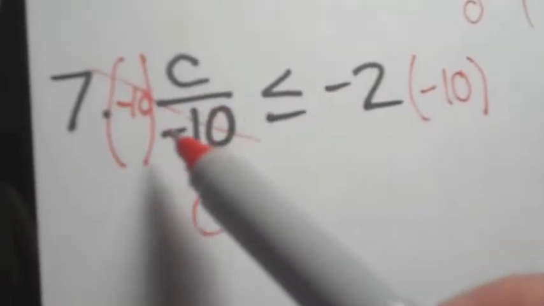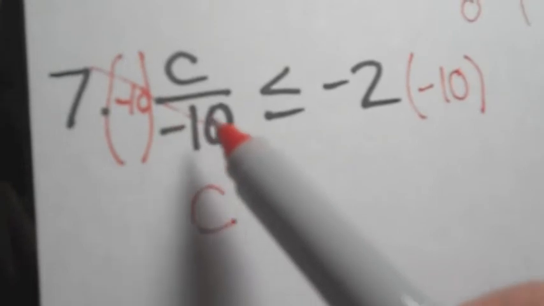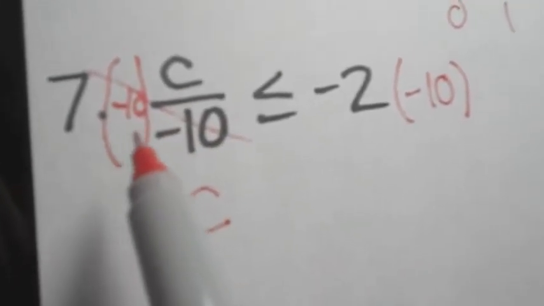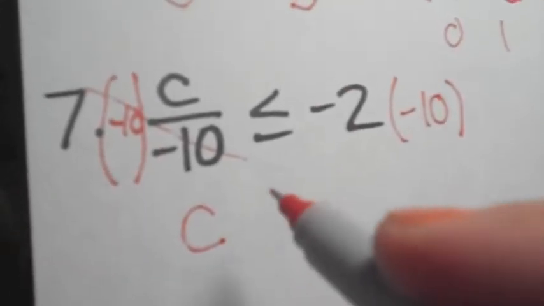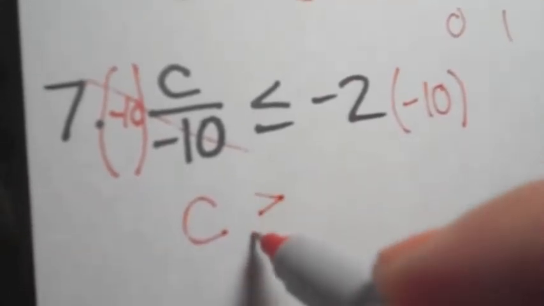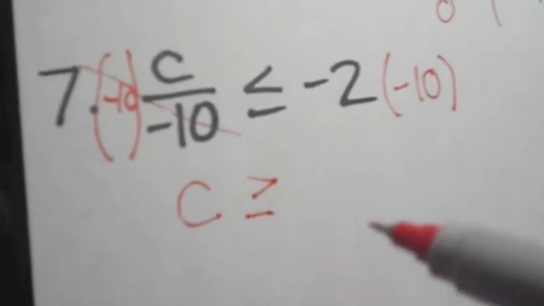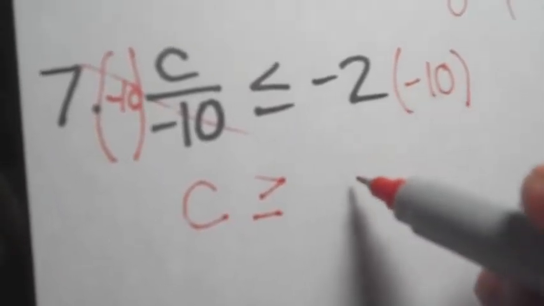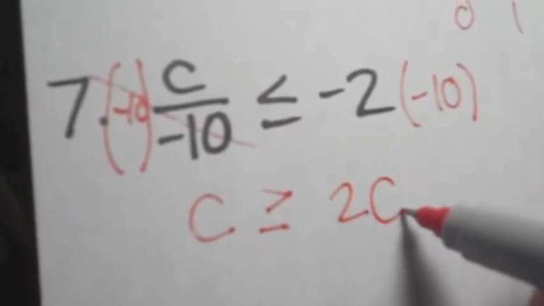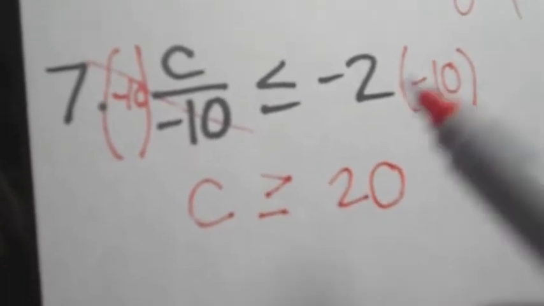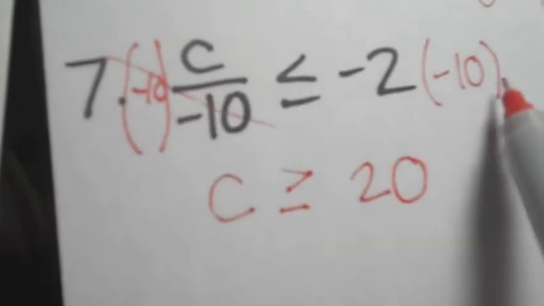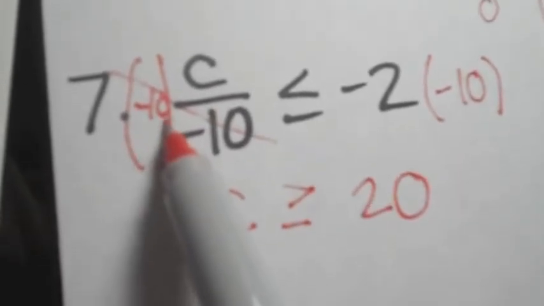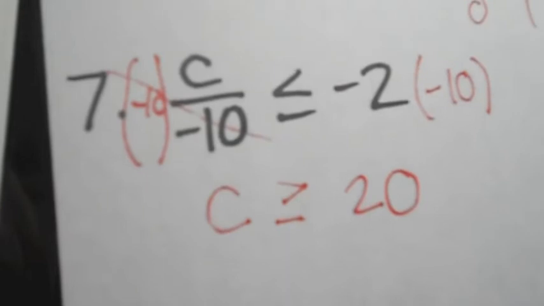Now, we just multiplied by a negative number to cancel out this negative number. Since we multiplied both sides by a negative number just now, we must flip that sign. Negative 2 times negative 10 is a positive 20. Okay? The only time this sign flips is when you multiply both sides by a negative number.